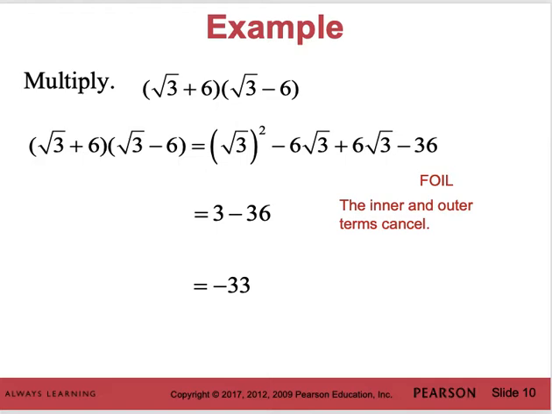Another example where we are using our FOIL method, but in this case the inner and the outer terms end up canceling each other out. That negative 6 times the square root of 3, positive 6 times the square root of 3, minus 36. Our inner and outer terms would cancel each other out. We do have this 3 minus 36 as what would remain. And so that would give us negative 33 if we showed all of those steps.